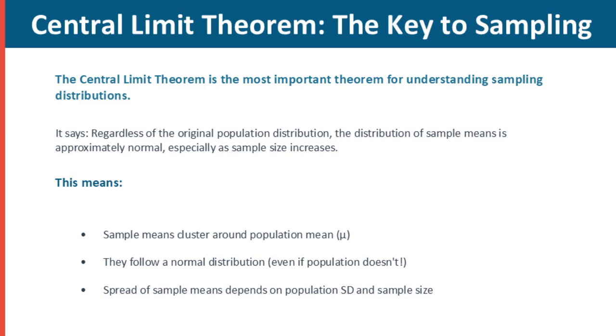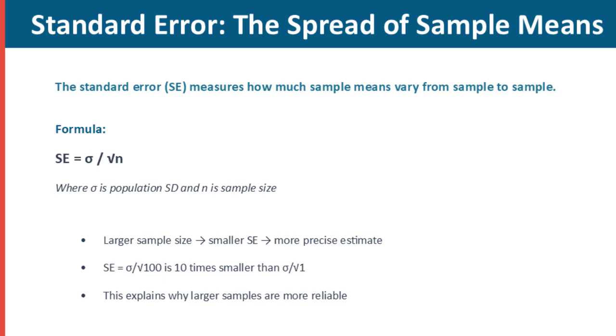Mathematically, that's the standard error formula we will discuss next. This is why sampling works and this is why statistics is possible. So standard error is the single most important concept for understanding sampling distributions. Standard error measures how much sample means vary from sample to sample. It's the standard deviation of the sampling distribution.